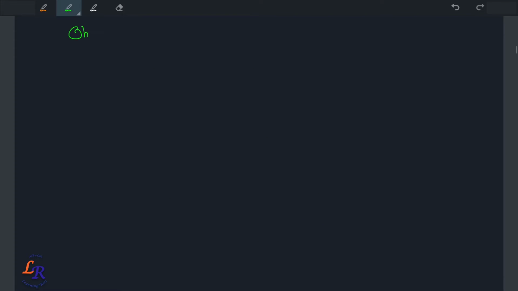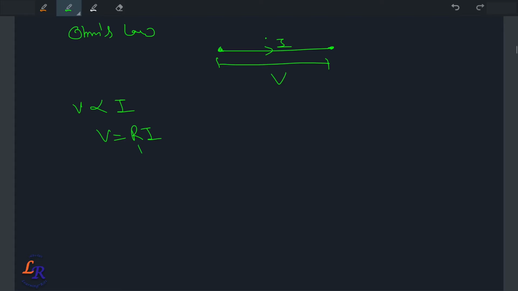We had discussed Ohm's law. So what is Ohm's law? If there is a conductor, and between its two ends there is a potential difference V, and a current I flows through it, then it is found that V is proportional to I, and the constant of proportionality is the resistance of the material. This is known as Ohm's law. One important point: if a material does not follow V proportional to I, it is still valid to use V equals R I.